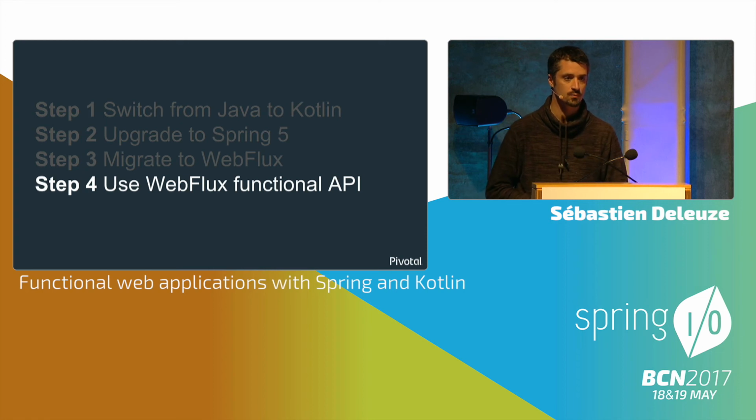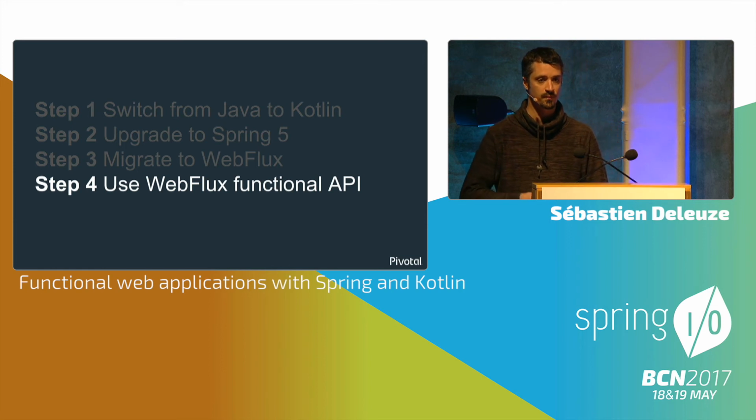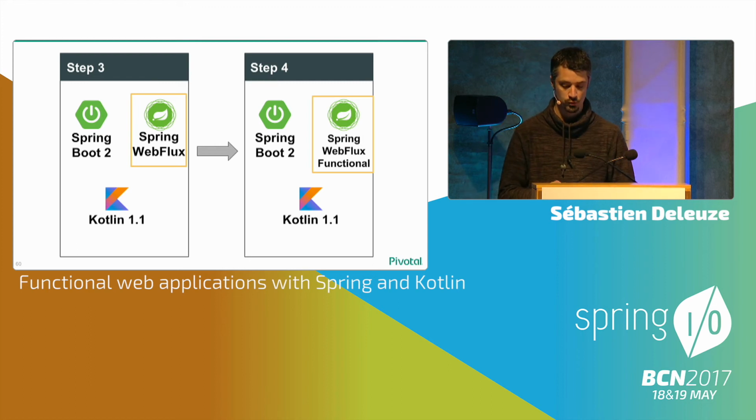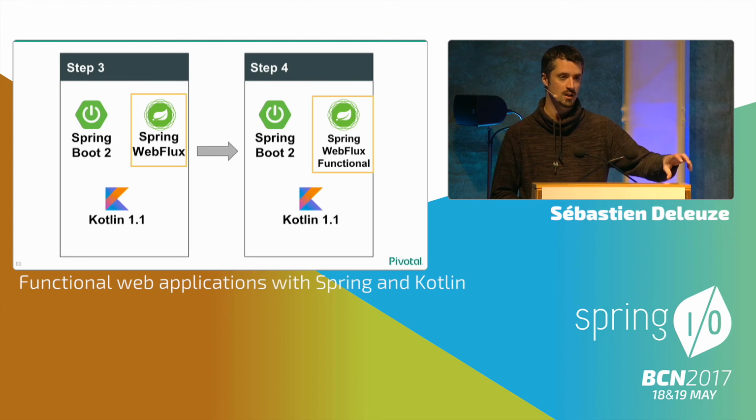But we have seen that with Reactor and Reactive APIs, we are using functional APIs, so why not go a step further and replace the annotation-based programming model with a Lambda-based one? So in this last step, we are going to change Spring WebFlux based on the annotation by default to the functional variant of Spring WebFlux. It shares the same internal engine, but the API that we are going to use is based on lambdas instead of annotations.